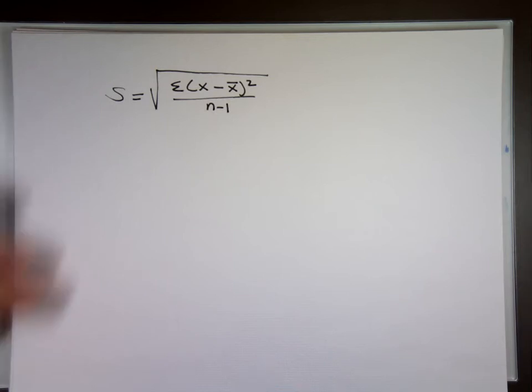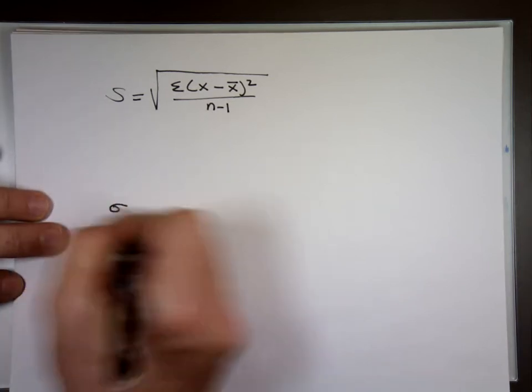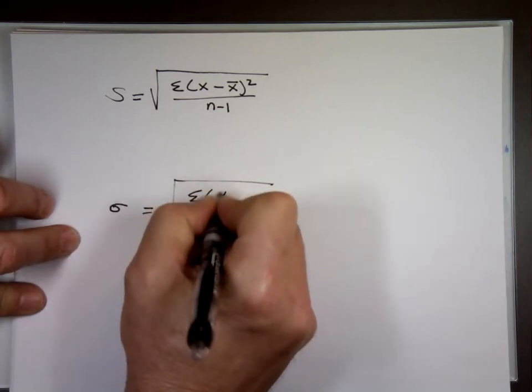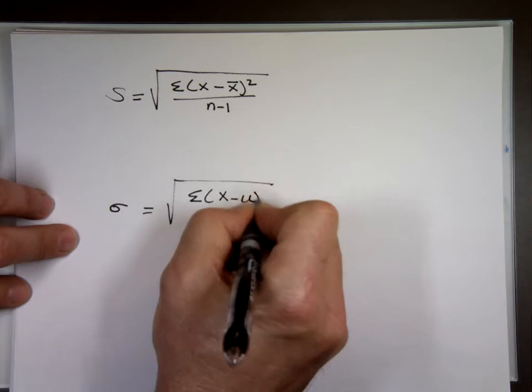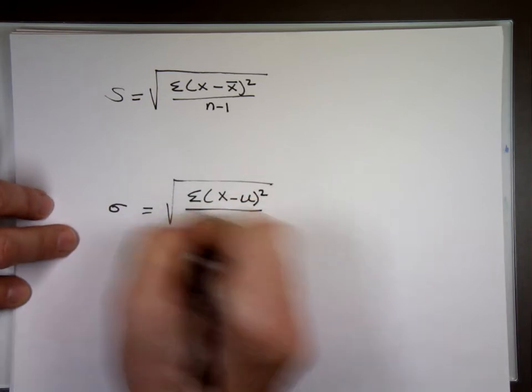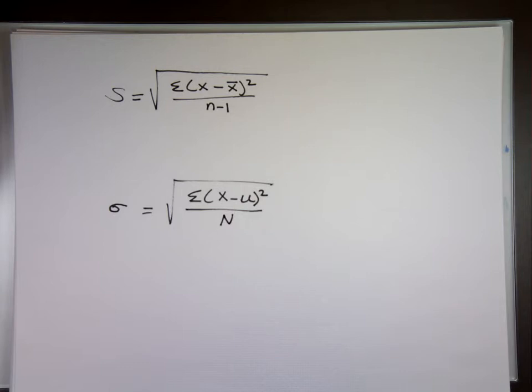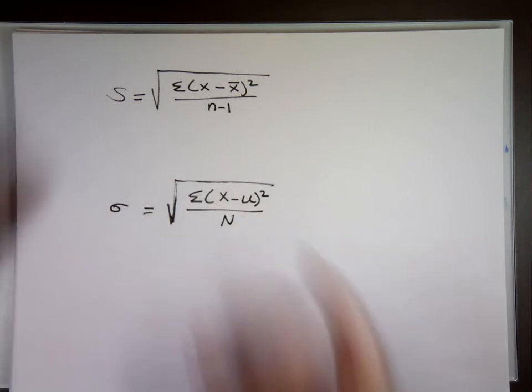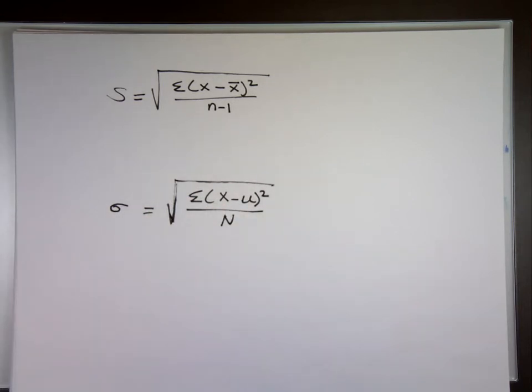If it is a population, the standard deviation is the summation of x minus the average, we use mu for the average, squared, divided by n, not n minus 1, by n. As I said, in real life, 90, 95% of the time we're dealing with samples. So we are going to be focusing on a sample standard deviation.